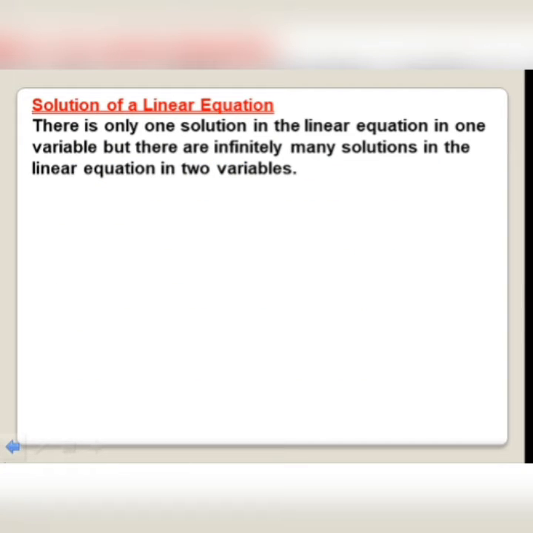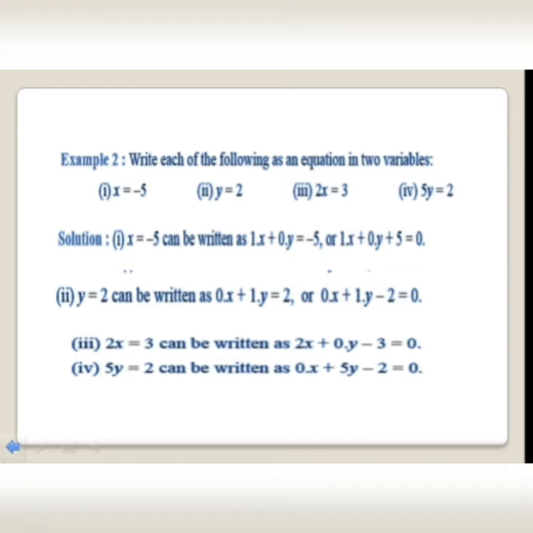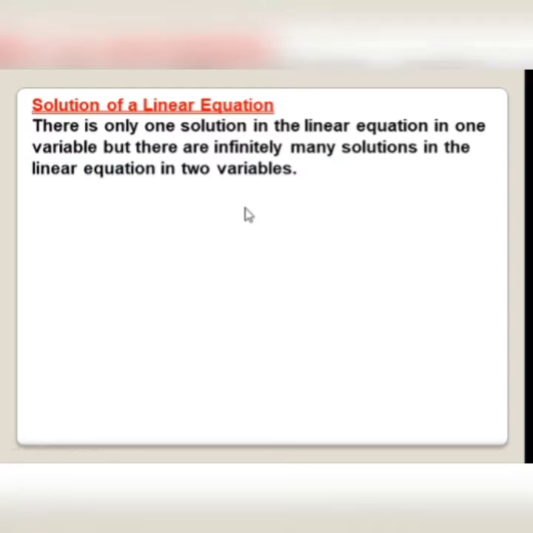Now what are they saying? If I go to the previous slide, I was saying here the x value was minus 5, and y is equal to 2, somewhere they were solutions. But if we have one linear equation in two variables, how do we find the solution? Solution means which will satisfy my line. What are they saying? There is only one solution in a linear equation in one variable, but there are infinitely many solutions in a linear equation in two variables.